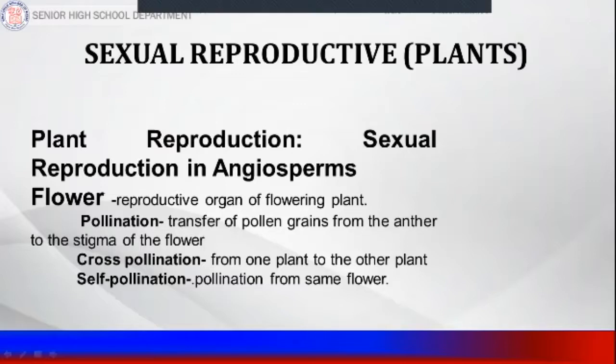We also have self-pollination, which is just within that same flower or same plant. Meaning, through the pollination process, the transfer of pollen will be within that same flower. I guess you learned this in your elementary years. It's just a recap of past lessons. If you haven't learned this, that's really bad.